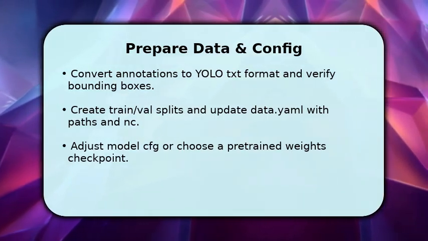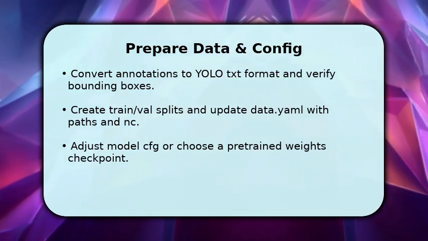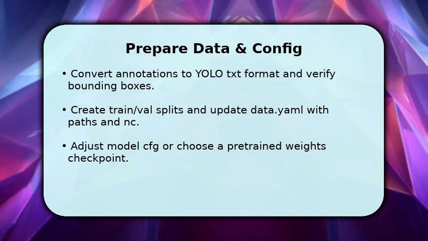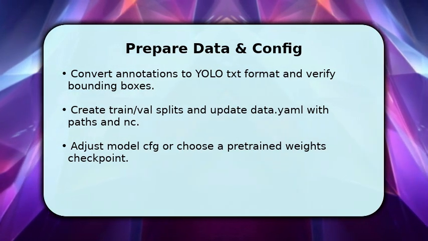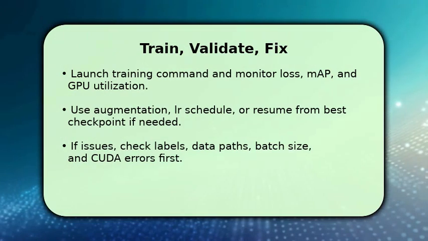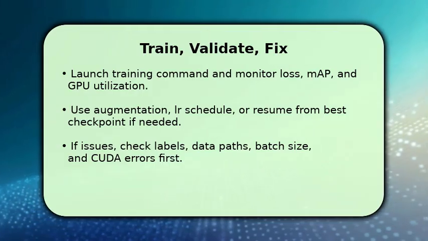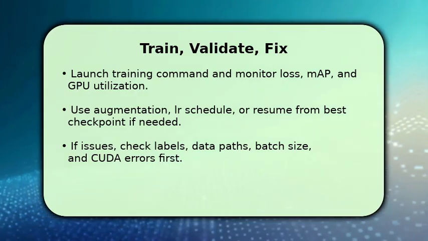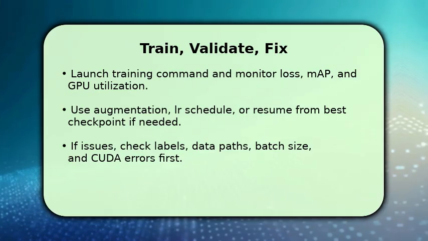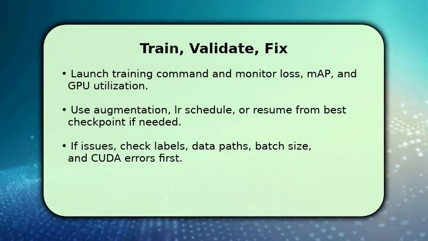Finally, run a short dry training to confirm everything executes, and that loss decreases initially. Now start the full training and watch training loss and validation mAP. These metrics tell you if the model is learning. If performance stalls, adjust augmentation, learning rate schedule, or resume from the best checkpoint to continue.